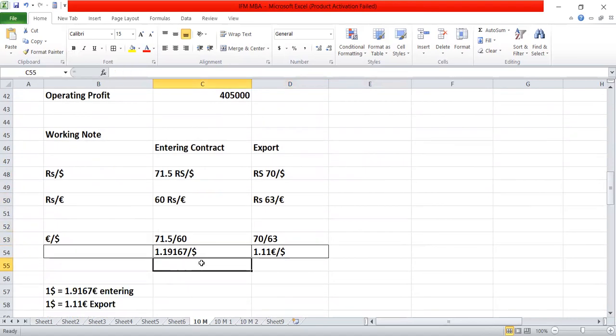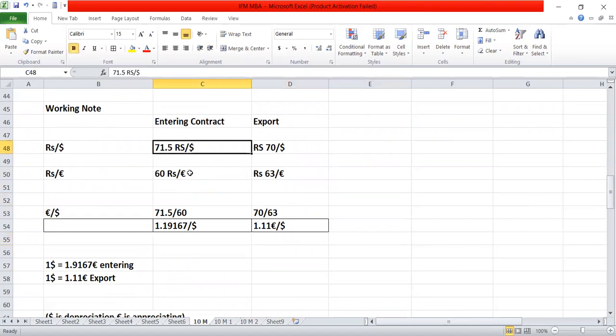So we are seeing 71.5 divided by 60, which is entering contract. So 71.5 by 60, that is 1.1967 per dollar. So this is when entering. So when they're exporting, it means this is the difference between the revenue and this, the dollar and the euros. And 70 divided by 63 is 1.11 pounds by dollars.